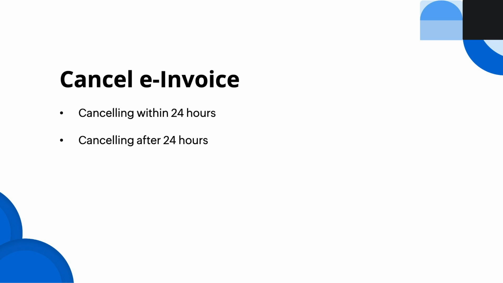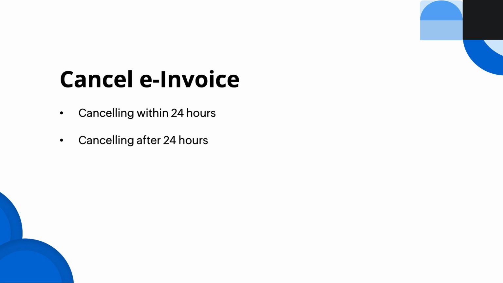So we will have to cancel the e-invoice only and create a new invoice with the correct details. Let's say the invoice was created today and it is less than 24 hours and you identify that the detail of the customer's address is incorrect. So what do we do? We cancel it directly in Zoho Books.